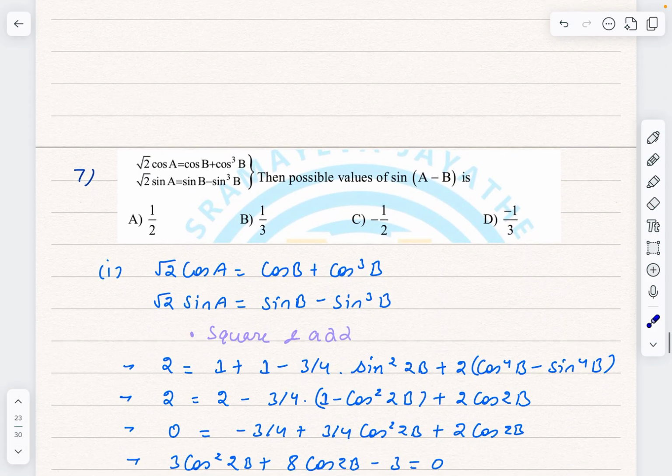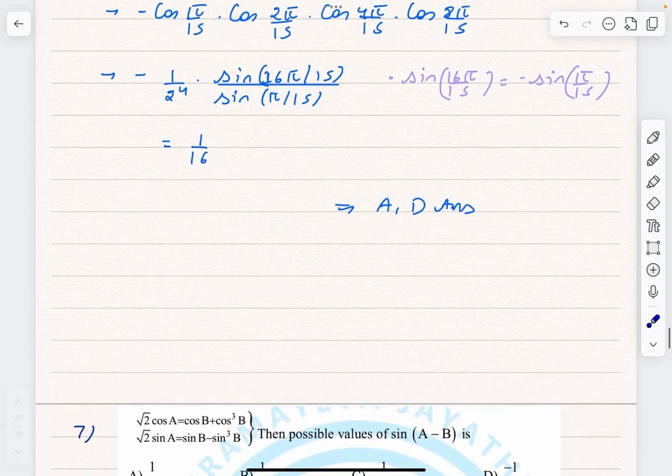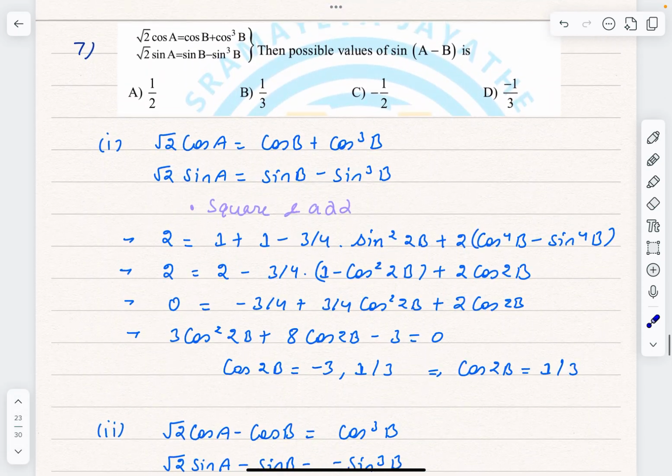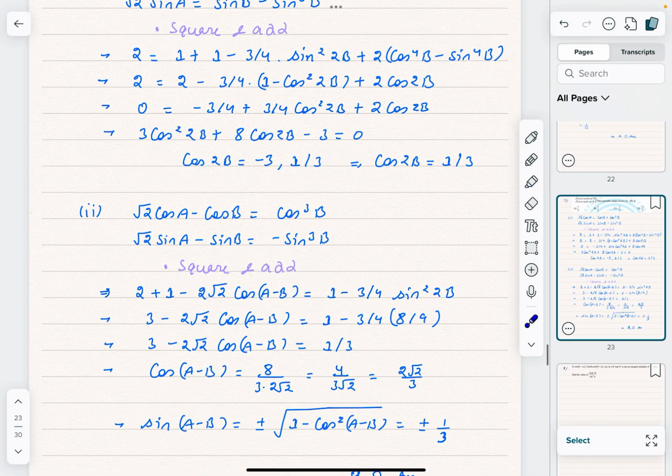Next problem. This seventh problem is a bit tricky. Anyhow, I'll just give you some time to try it, guys.